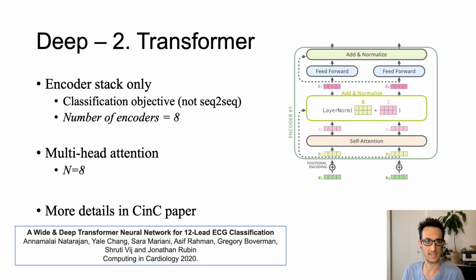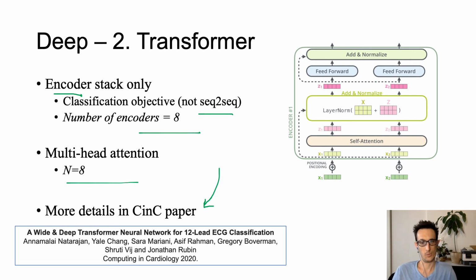And then there are a few design decisions to be made about exactly what this network architecture looks like. In particular, because we were dealing not with a sequence-to-sequence type problem where we're trying to decode some output sequence, but instead all we want to do is classification, we only used an encoder stack, and we used 8 encoders. We also use multi-headed attention, and for the other design decisions, I will point people to our computing and cardiology paper that has a few more details. What I will say is that we followed the original implementation quite closely, although we did make some decisions to reduce the number of parameters to fit within the computational constraints that we had for this particular problem.